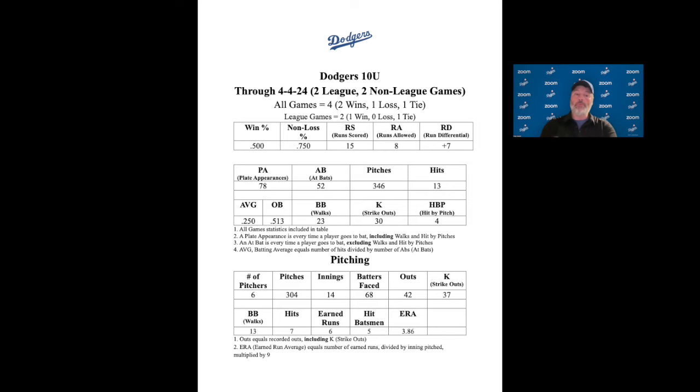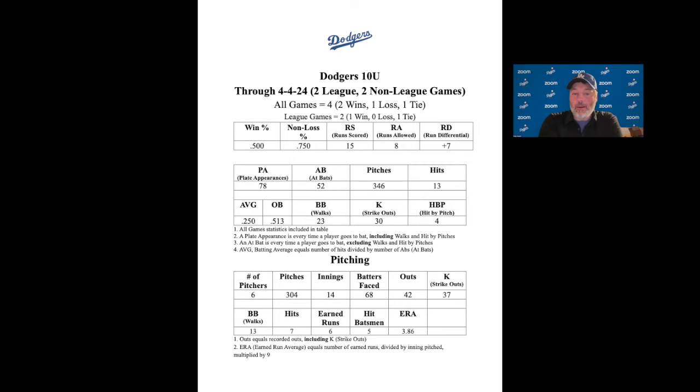Now, quickly, if we look at our pitching statistics through the first four games, a total of 6 different pitchers have appeared in a game. Those 6 pitchers have combined to throw 304 pitches to our opponents.